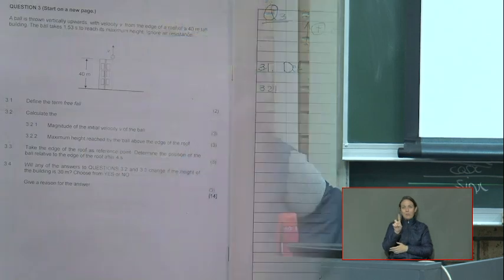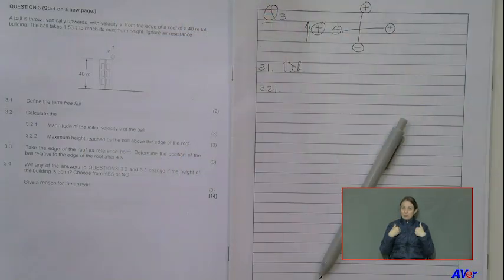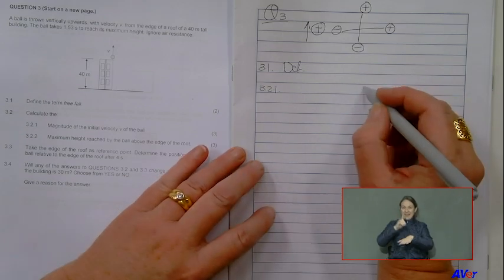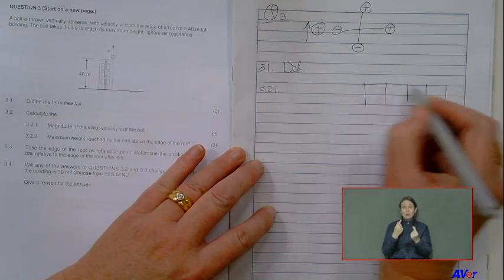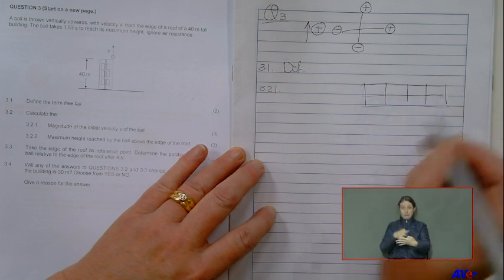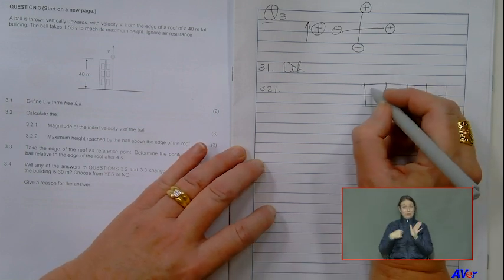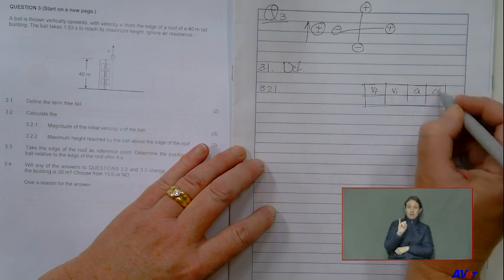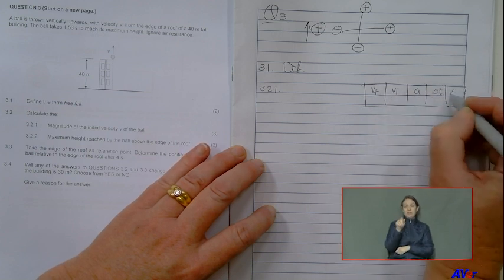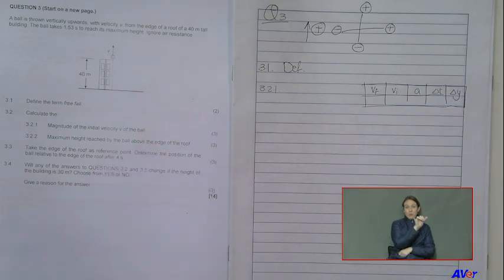3.2.1. Calculate the magnitude of the initial velocity v of the ball. Okay, now I like to sort my data before I do the calculation. So I like to draw a table like this. I teach my grade 10s that as well. I put it in any order, VF, VI, A, delta T, and in this case, delta Y. So I like to sort my data.